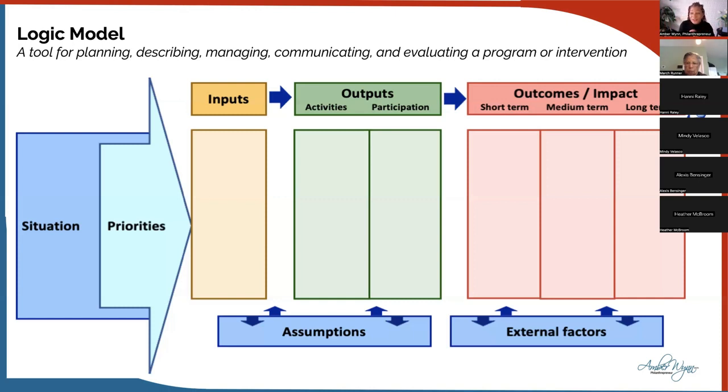because at the end, when we go down to the impact, how will we know if it's successful if we don't even know what the problem is? So I'm just putting that out there because a lot of the templates out there just have inputs, outputs, outcomes. You need to have the situation and what the priorities are so that a funder, a stakeholder, whoever understands the full picture. Does that make sense? All right, I think that's it.